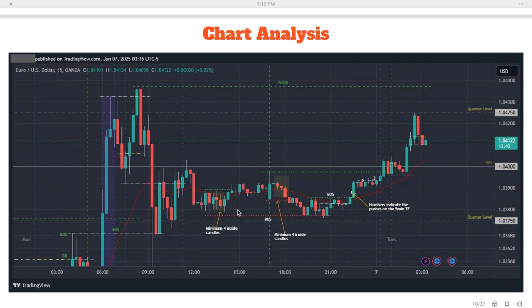Now an inside candle, to me, has to be within this candle's range. Even if it's on the same level, if the wick was on the same level as this wick, I'll still count it in as an inside candle because it didn't cross beyond that wick.